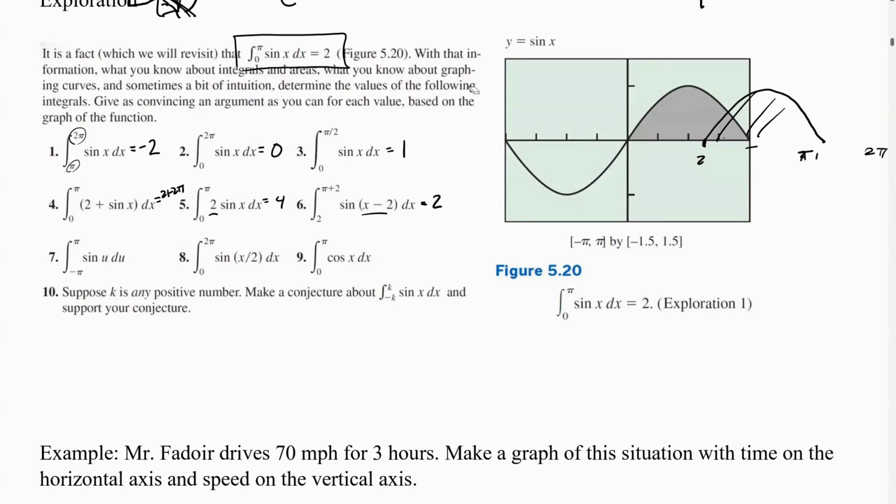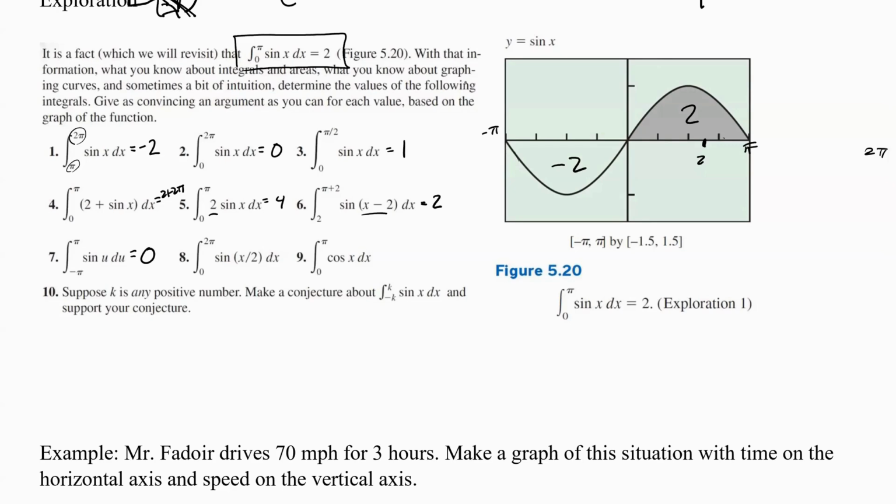All righty. Next one. Negative pi to positive pi. Oh, looks like I got a positive 2 here. But what about here? Well, again, the Riemann sum will give you negative values if the curve is below the axis. Negative 2 there. My conjecture is that's going to be equal to 0.